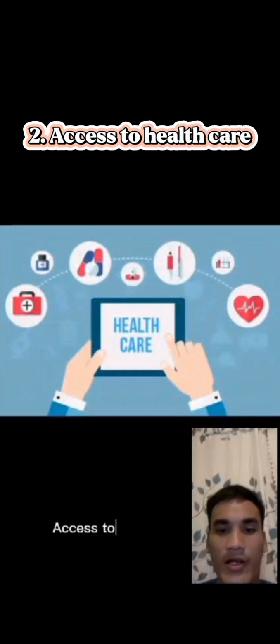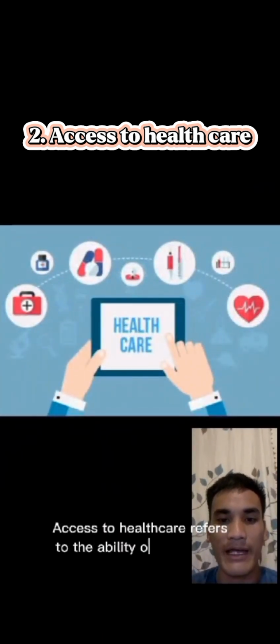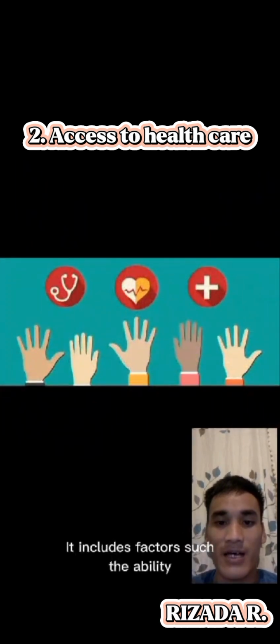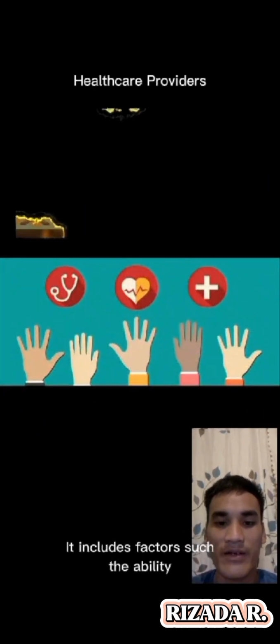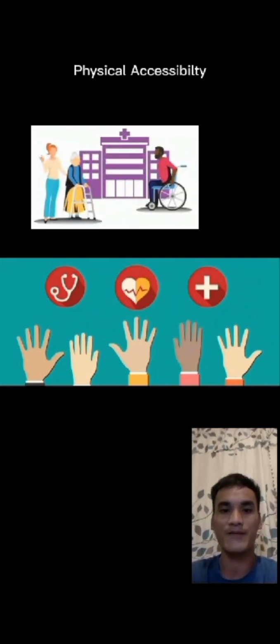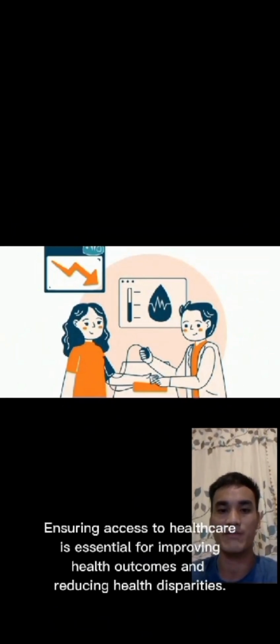What is access to healthcare? Access to healthcare refers to the ability of individuals to obtain timely and appropriate medical services. It includes factors such as the availability of healthcare providers, affordability of services, physical accessibility, and the quality of care provided. Ensuring access to healthcare is essential for improving health outcomes and reducing health disparities.